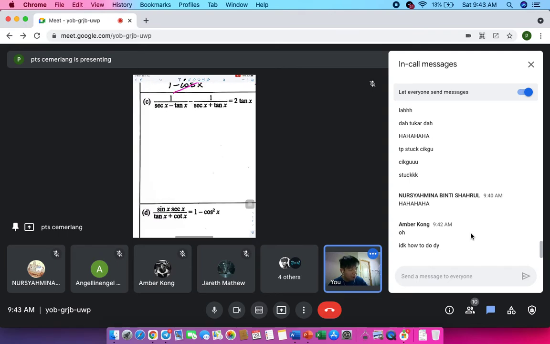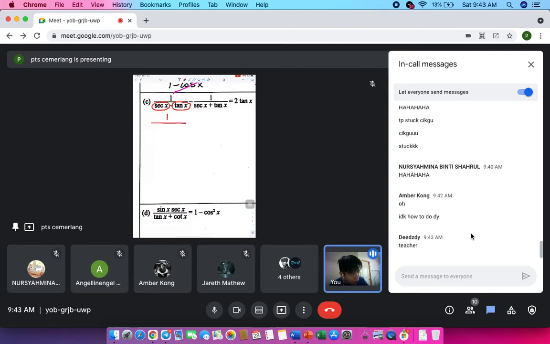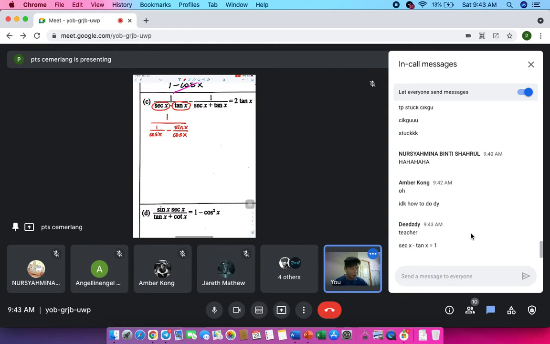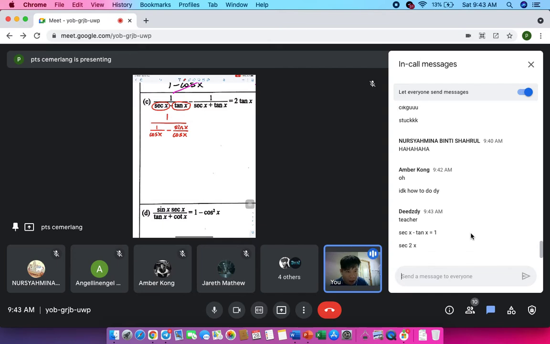Okay, you see, first of all, some of you might say, I want to change this one to become 1 over cos. Okay, change to 1 over cos. As I told you just now, maybe you want to change this one also. Tangent x changes to sin over cos. So this is what you get over here: 1 over cos x, and then minus sin x over cos x. Is that good? That's the first one. Secant x minus tangent x equals 1.